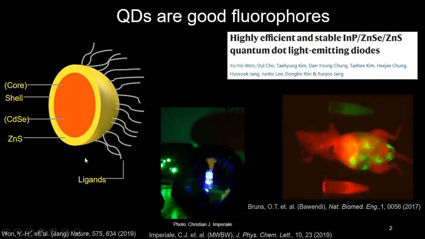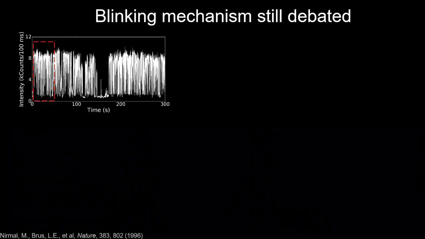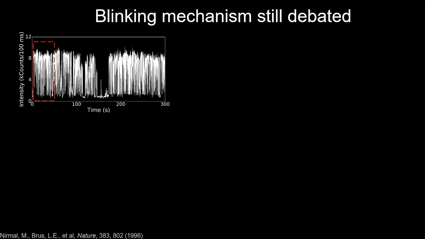It's the canonical standard system for studying blinking. We have cadmium selenide overcoated with a shell of zinc sulfide. So as we all know, these materials blink, i.e. their fluorescence turns on and off. And so here what I'm showing you is just an example of the fluorescence intensity versus time of a single cadmium selenide quantum dot under continuous wave excitation.